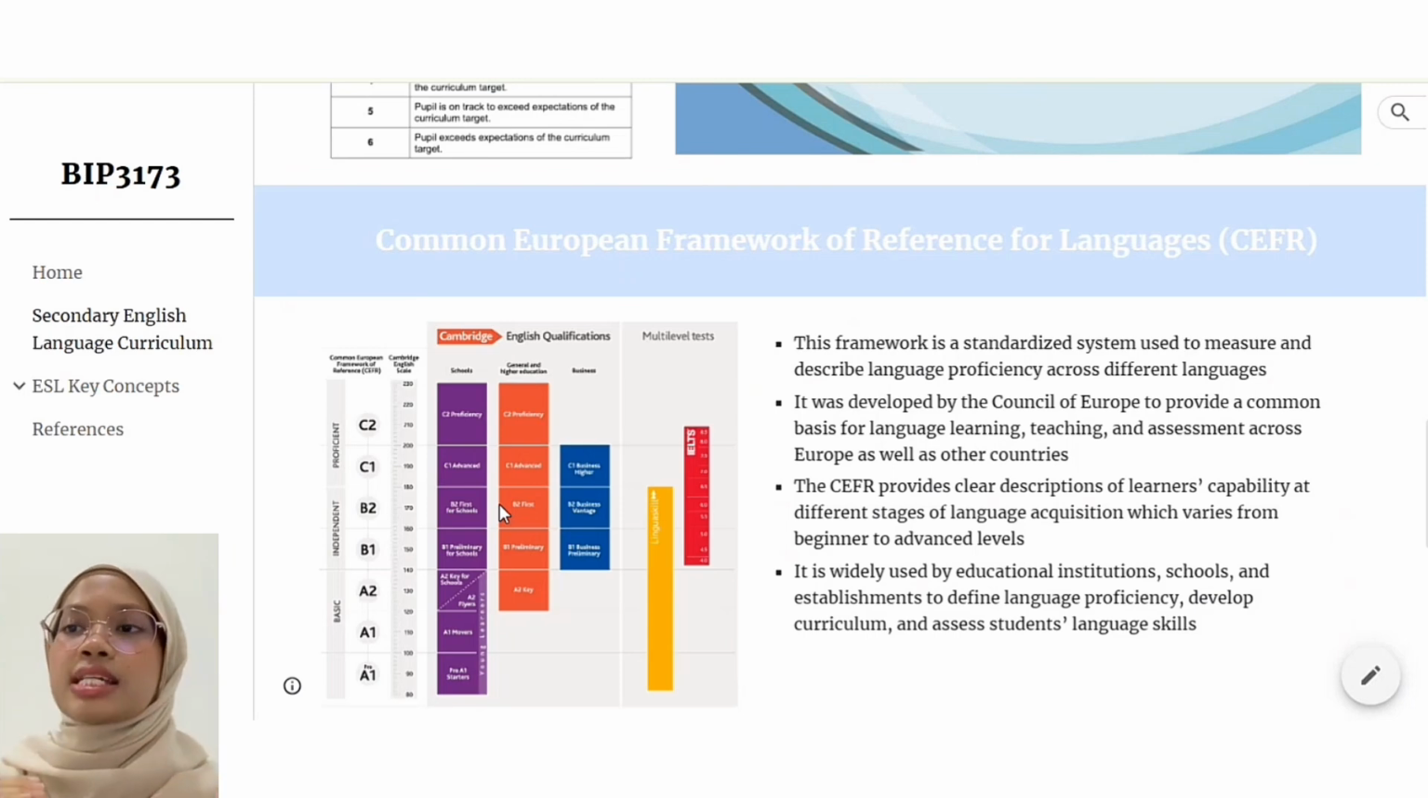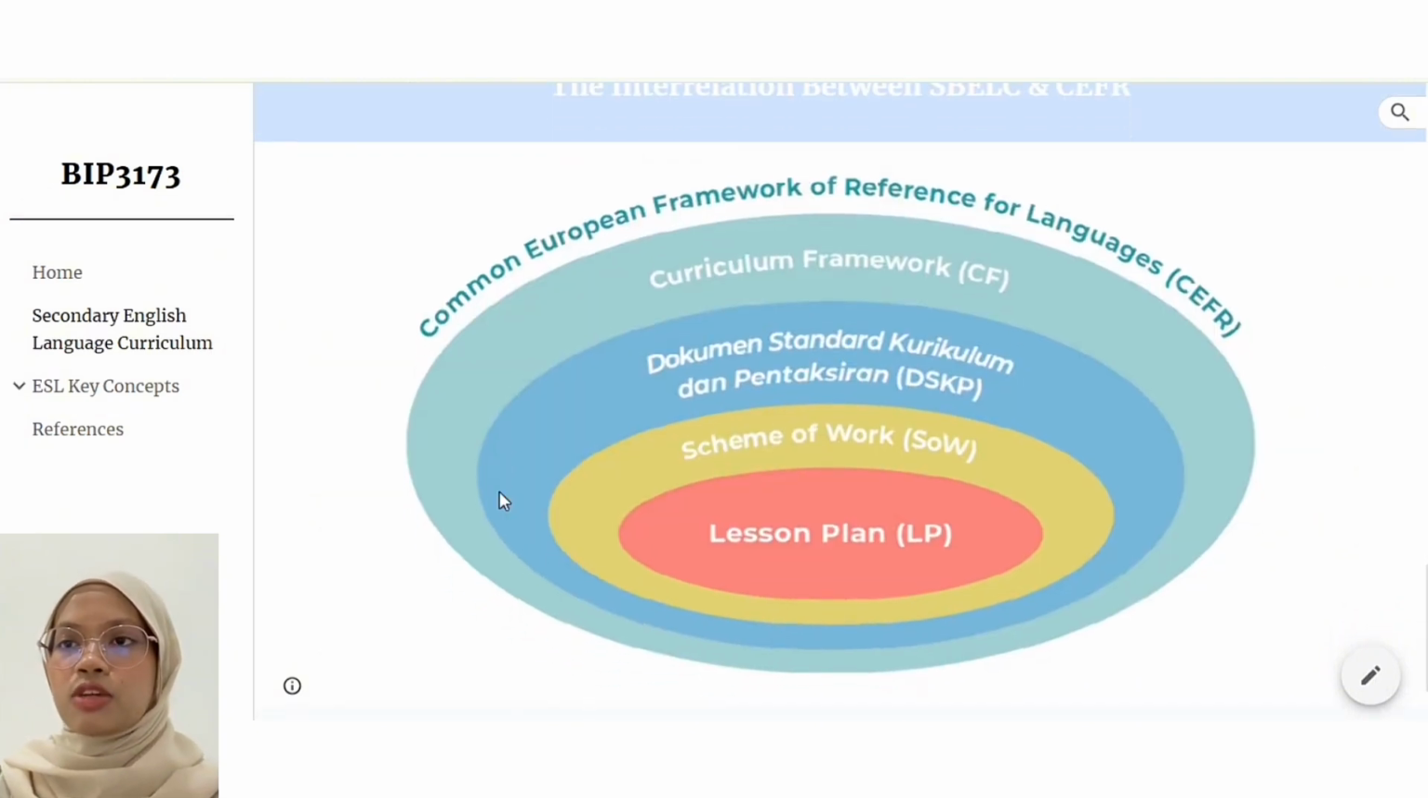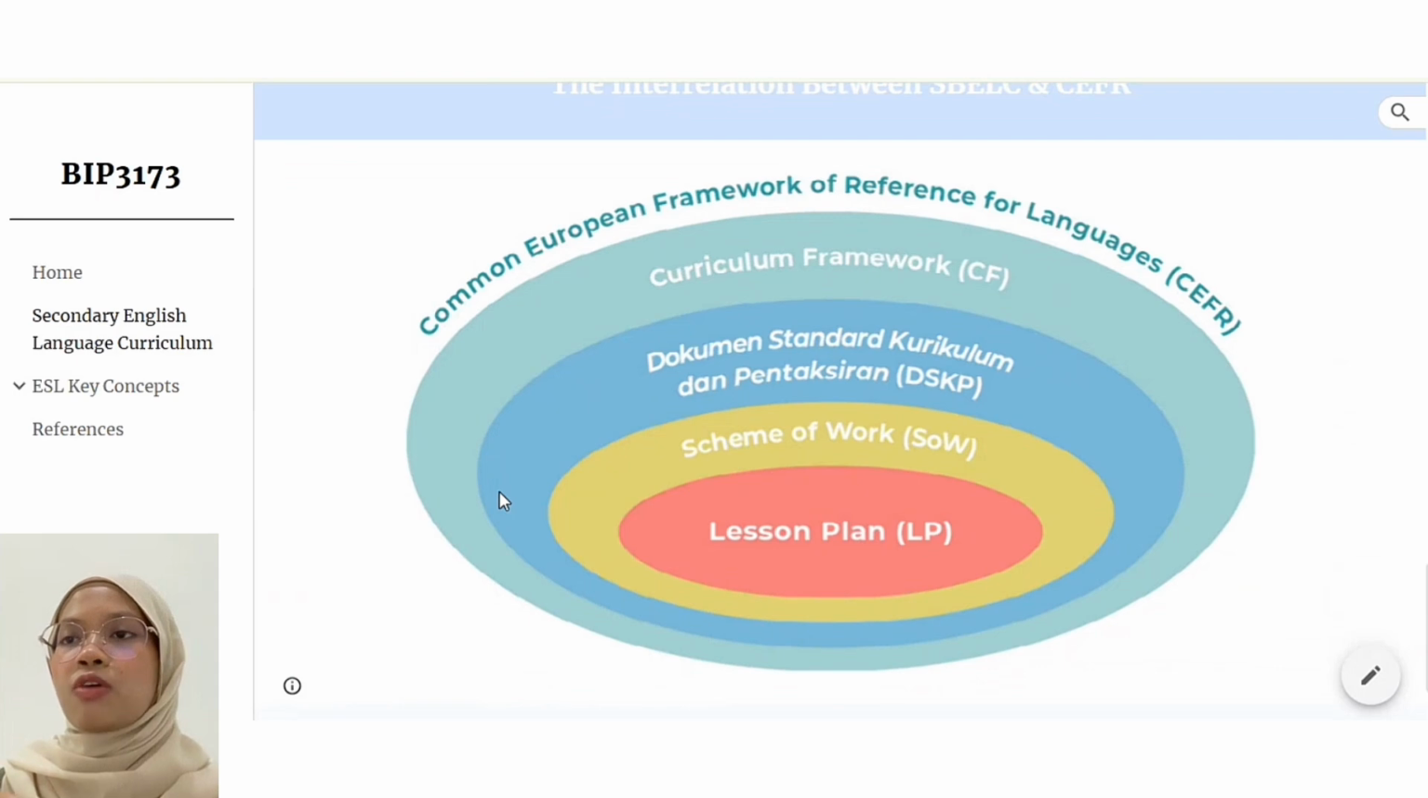The CEFR provides clear descriptions of learners' capability at different stages of language acquisition, as you can see here in the picture, which varies from beginner to advanced levels. It is widely used by education institutions, schools, and establishments to define language proficiency, develop curriculum, and assess students' language skills. As you can see from this picture, the CEFR encompasses the SBELC itself, which also shows, as I mentioned before, that the SBELC is formatted according to the CEFR.